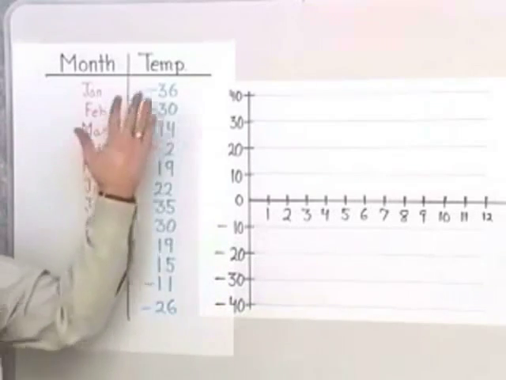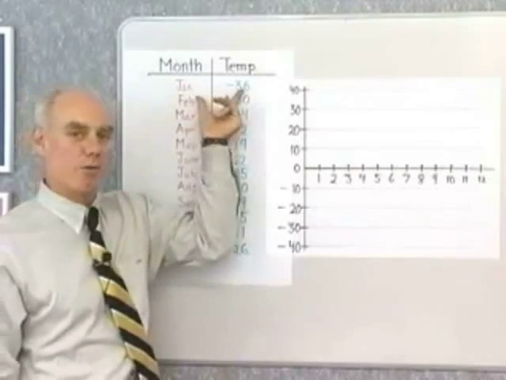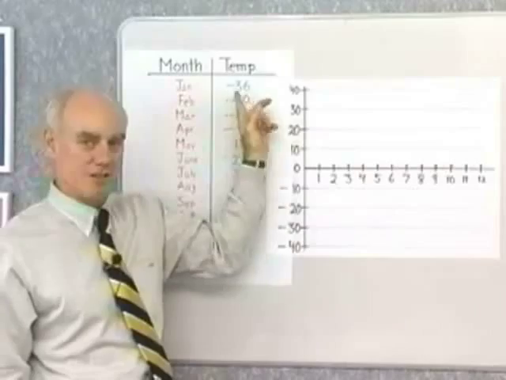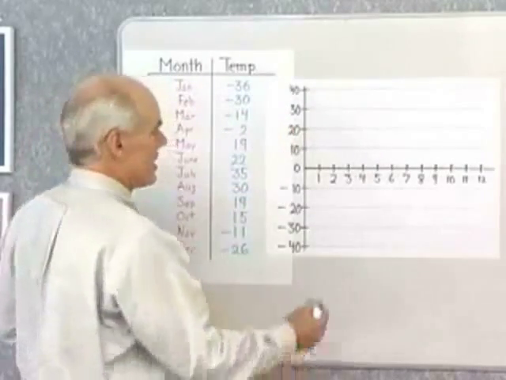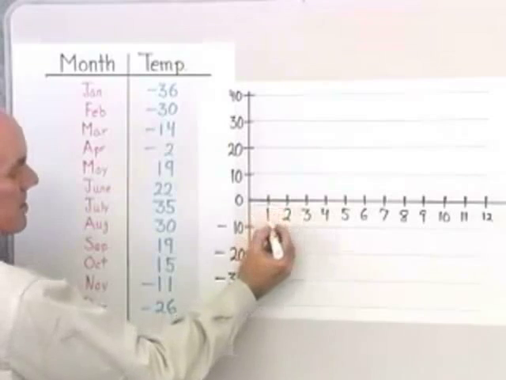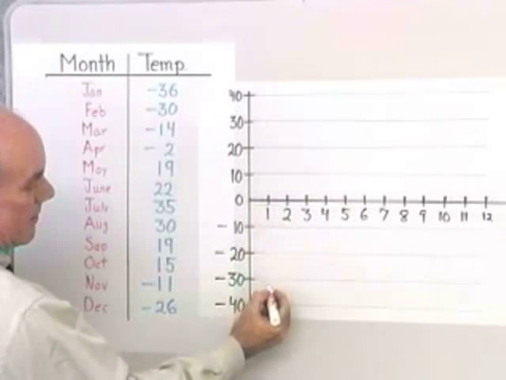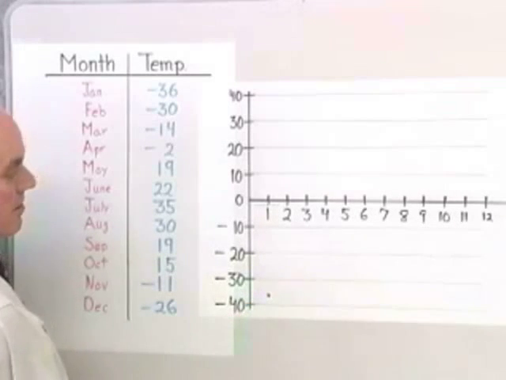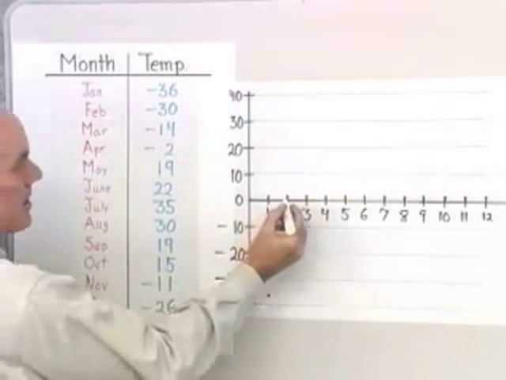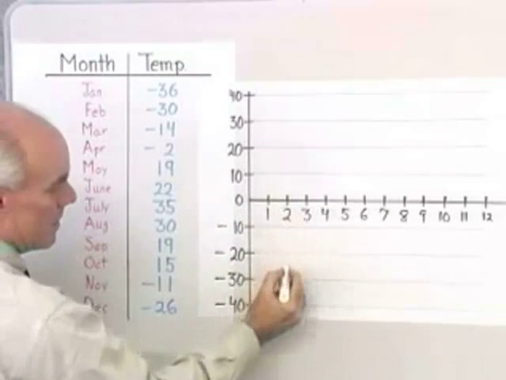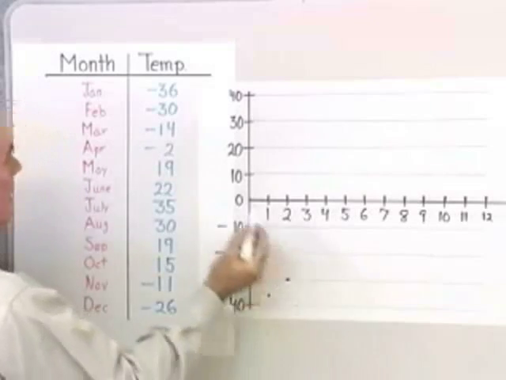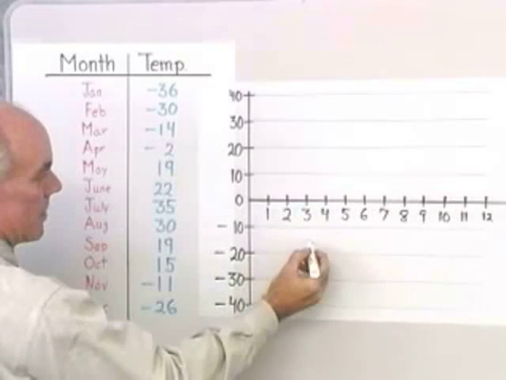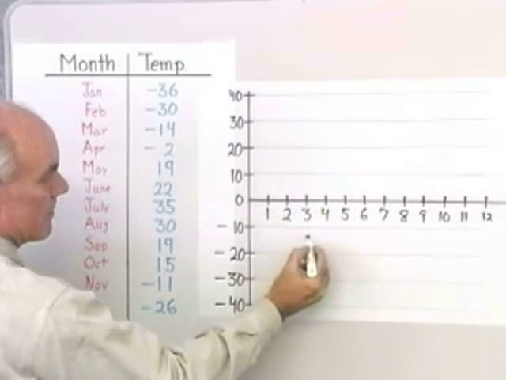Now what I want to do is go through and put a dot for each pair of numbers right here. For January, I want to put a dot at -36 degrees, and these are degrees Fahrenheit, by the way. So I'm going to go right down here to -36 and put a dot. February is -30, so that's month number 2, down to -30 degrees. That'll be right here. In March it was -14, so here's March, -10, -20, so -14.